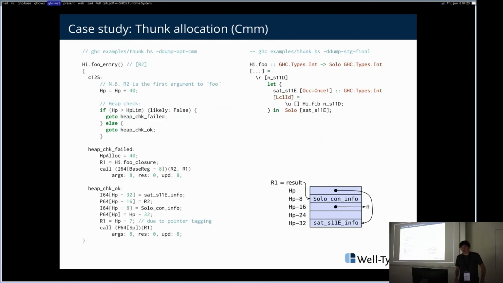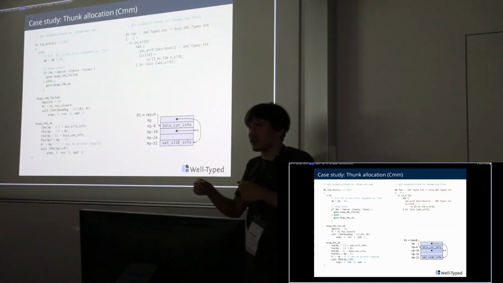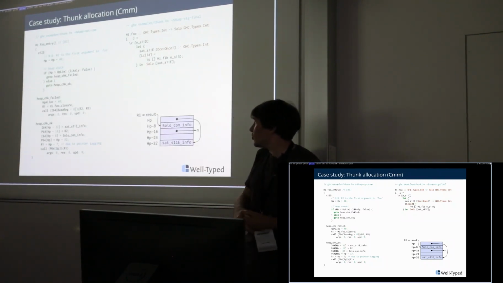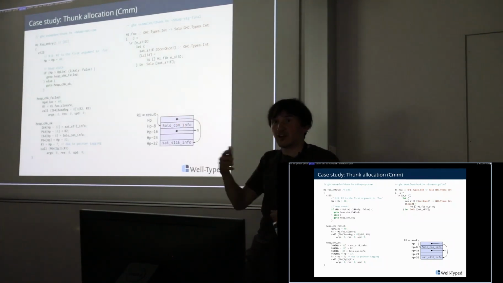Okay, great. Now we can look at the Cmm of this program, and we can get a sense of what it's going to do on the machine. So we're going to first look at how much this function needs to allocate. And we see that it needs to allocate 5 words, 2 for the Solo constructor and 3 for the thunk. That's 40 bytes, of course. So we increment Hp by 40. We're going to check to make sure that we're still within the bounds of our nursery, and then we will dispatch accordingly. There's a question.